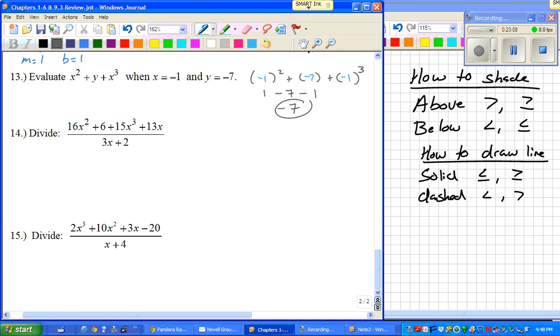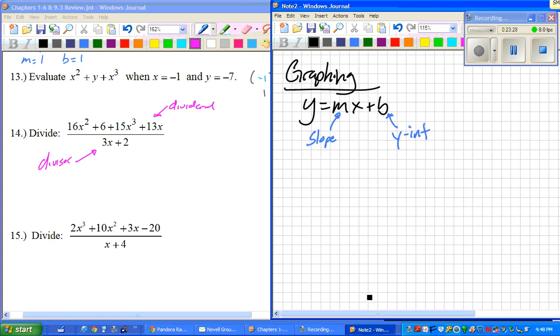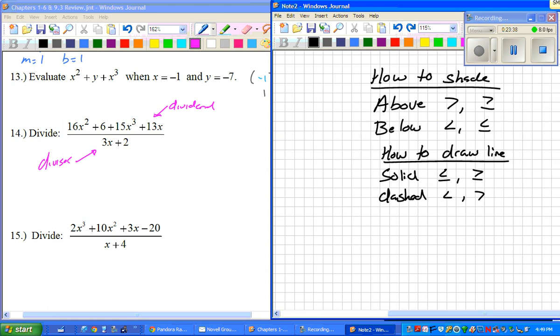Okay. Now, for 14, remember that this is our divisor, and up top is the dividend. So when you go through to set this up, let's just do it right down here. So we've got 16x squared. Oh, what am I forgetting to do right now? Any of you guys know?